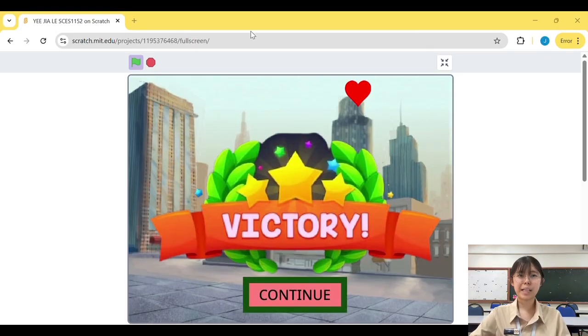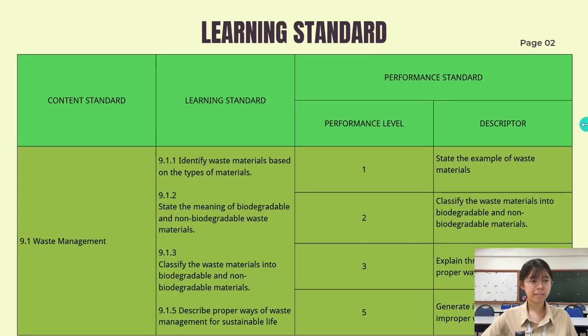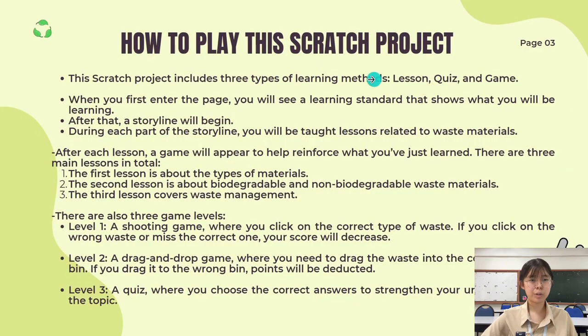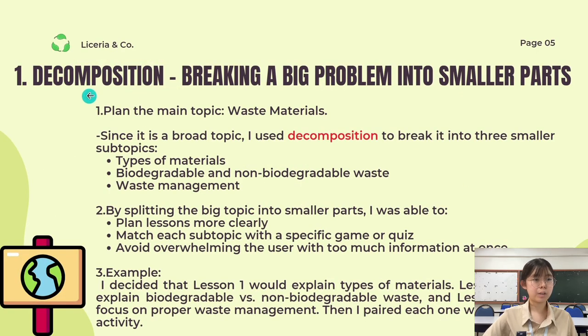Before we continue to explore my Scratch project, I would like to share some CT skills that I have used during the development of this Scratch project. This is the learning standards, and this is about how to play the Scratch project. And these are the CT skills that I have used in my Scratch project. Number 1 is decomposition, number 2 is pattern recognition, number 3 is abstraction, number 4 algorithms, and number 5 is evaluation. So the first one, decomposition, is breaking a big problem into small parts.